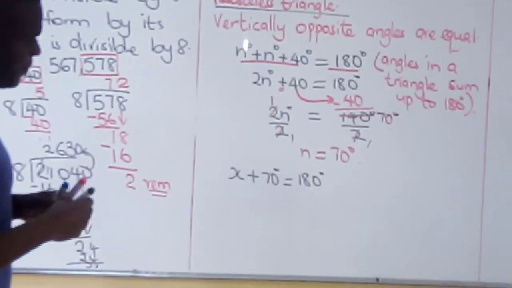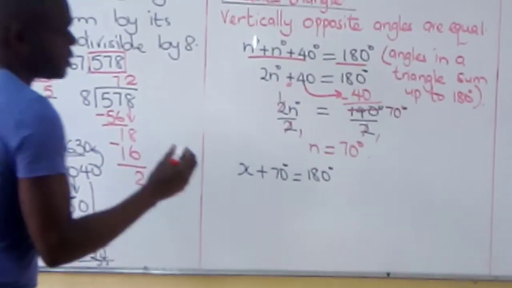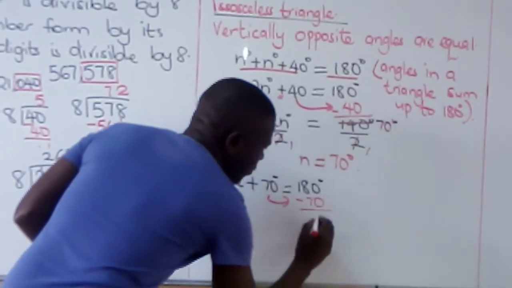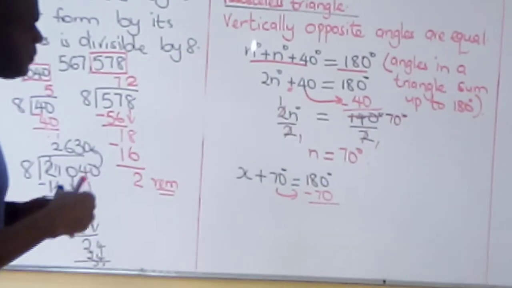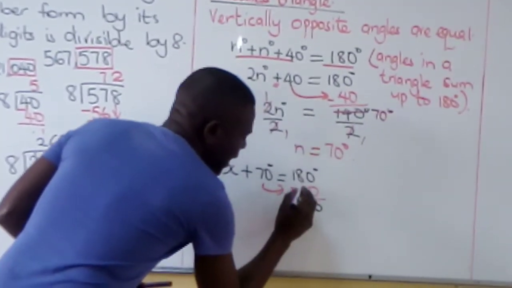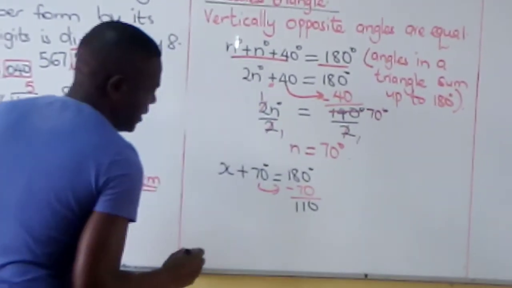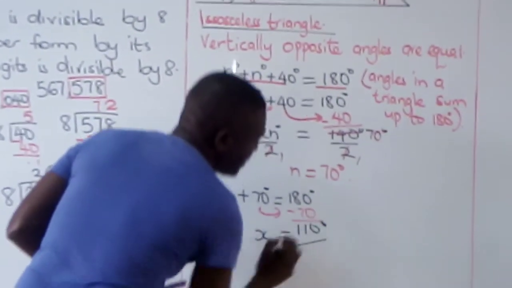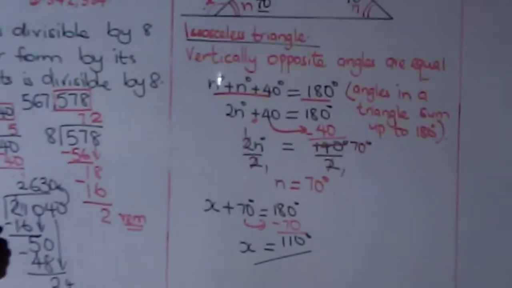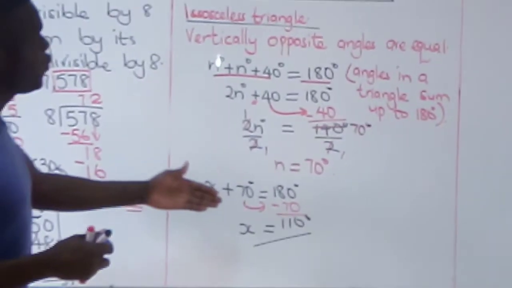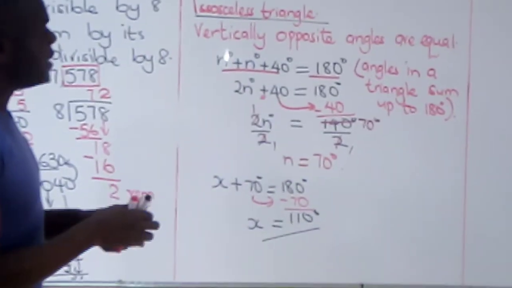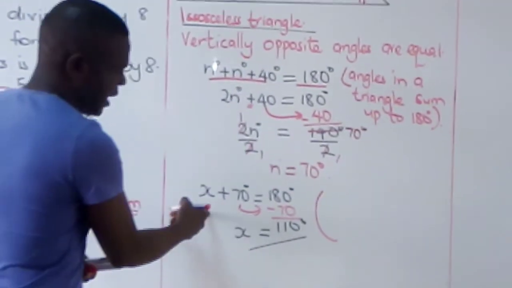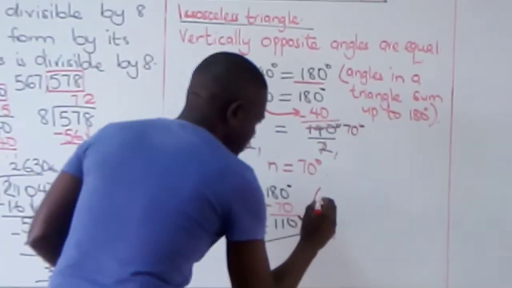Are we together? And so we transfer 70 to the other side, we subtract, and then what do we have there? 0, and that one is 1, and that one is 1. And that means X is equal to 110 degrees. That is how you were supposed to get that. And so, this calculation must be qualified with this statement.